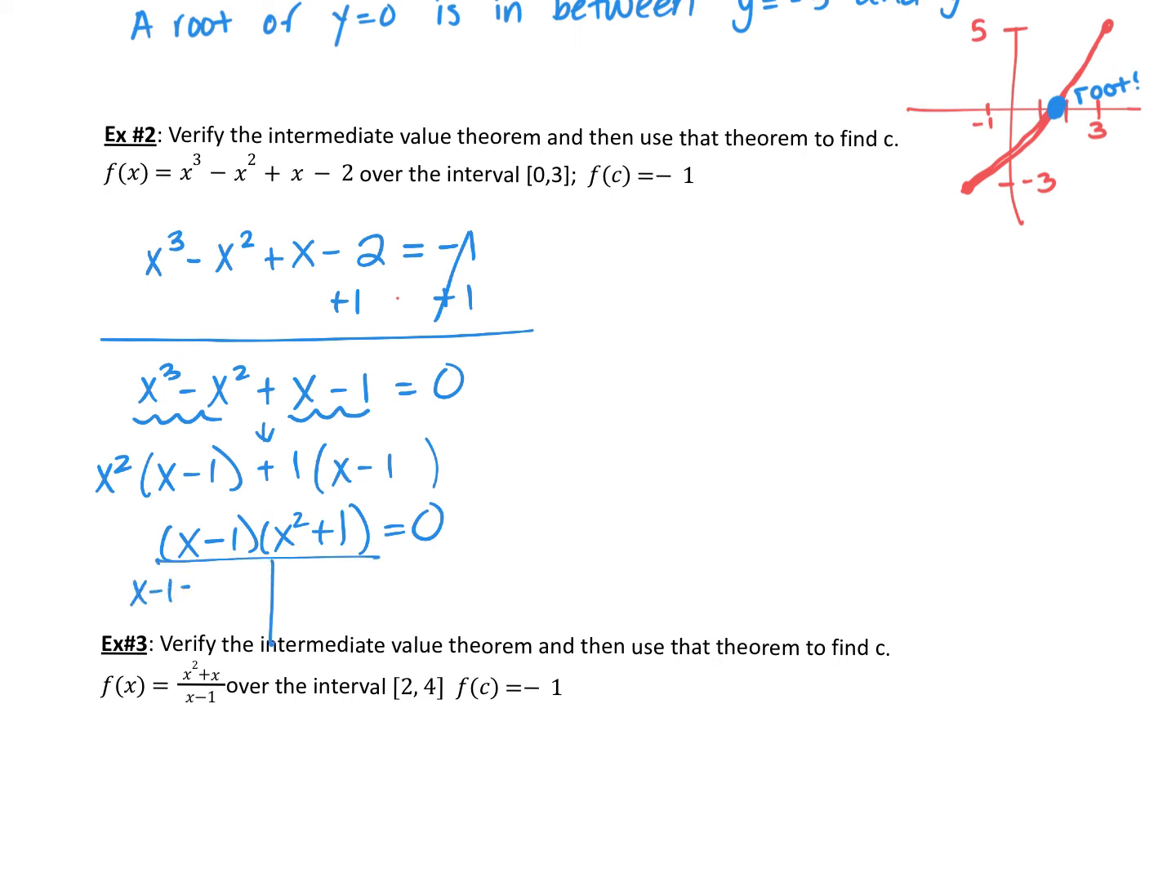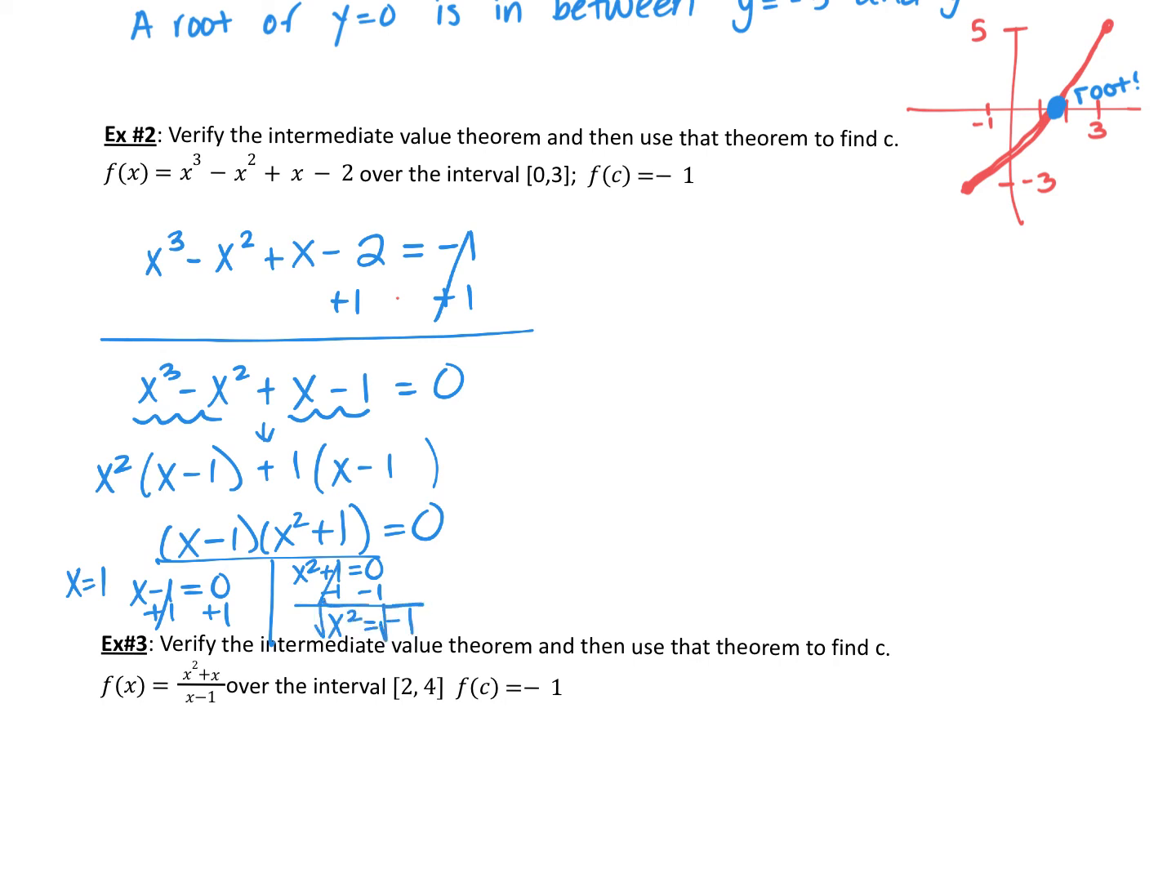So x minus 1 equals 0. We add 1 to both sides. We get x equals 1 over here. And when we do x squared plus 1 equals 0, we're going to subtract 1 on both sides. And when you do that, you get negative 1.